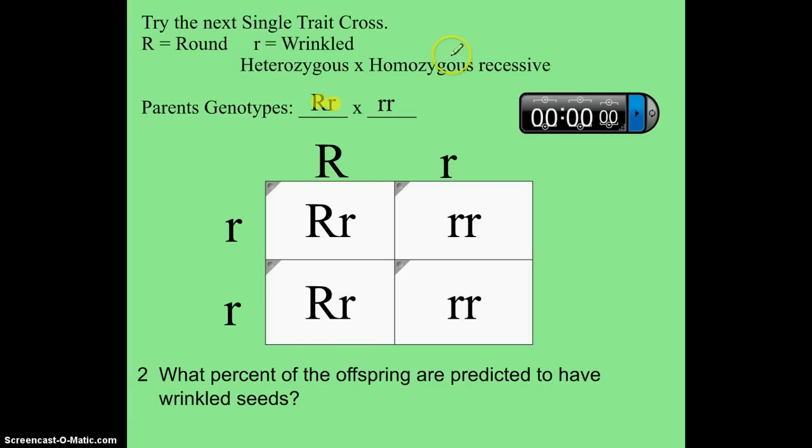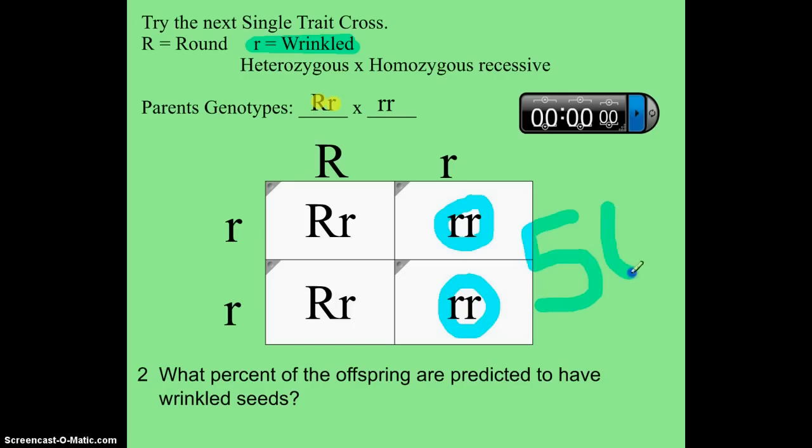Okay, let's see how you did. Wrinkled, of course, is the recessive trait. So in order to get the recessive trait, you have to have the homozygous recessive, just like this second parent. So how many in this chart or table have the two lowercase r's? Here and here. So if you put 50% as your answer, you have the correct answer. Let's try another one.